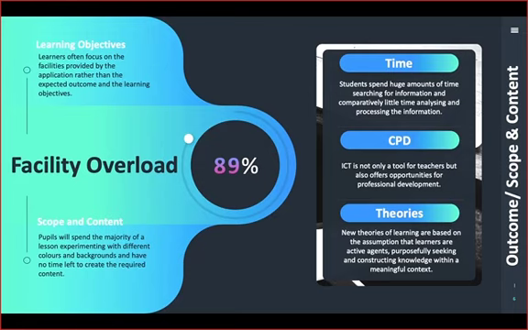So I divided the facility overload slide in two things. The first thing is that the students will be spending more time in experimentation, trying to explore those colors and backgrounds, rather than focusing on the learning objectives. The second thing is the scope and the content. The pupils will spend the majority of their lessons working on those backgrounds, and they will not be able to reach the required content or the objective of the lesson, which means what the teacher is expecting from them.